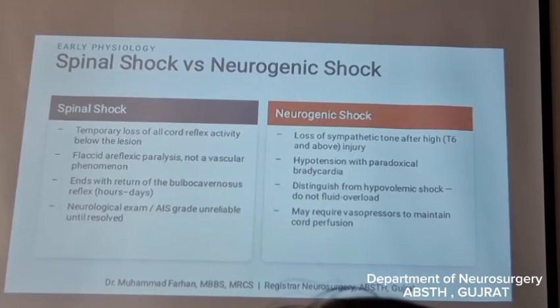It must be distinguished from hypovolemic shock, because if we treat it as such, fluid overload can occur if we give excessive fluid, and it usually requires vasopressors to maintain the blood pressure and cord perfusion.